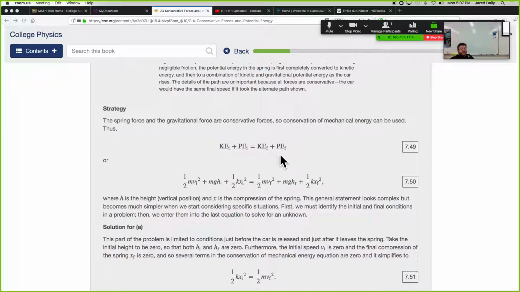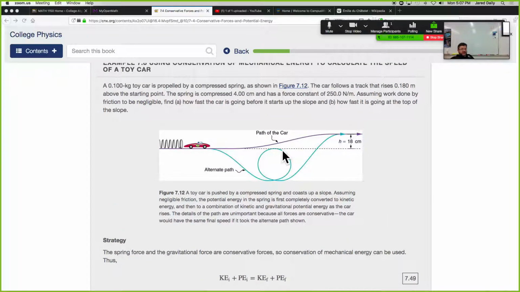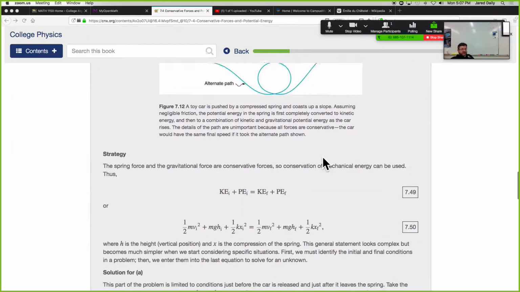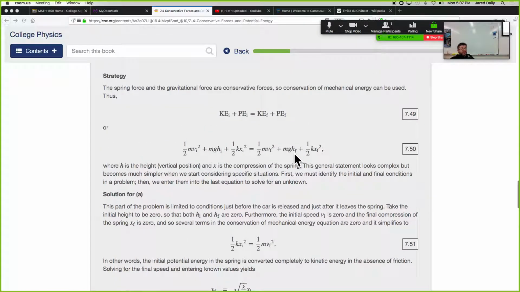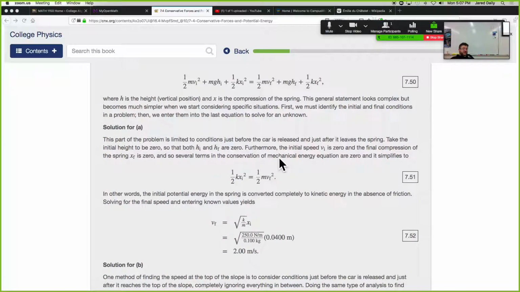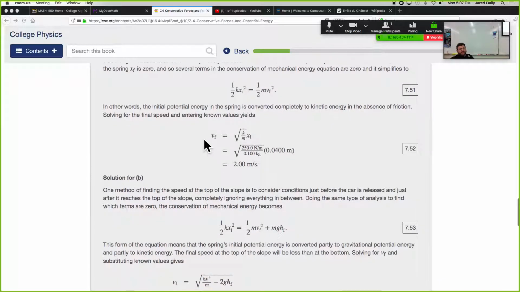And then you have a final kinetic energy, a final height in potential energy, so you're going to have a final gravitational potential energy. And there's no spring at the end, so you don't have any final spring potential energy. That's going to become 0. In the end, this is what your equation looks like. You solve it for your final velocity, and you are able to plug in the numbers and get a value. It's pretty simple.